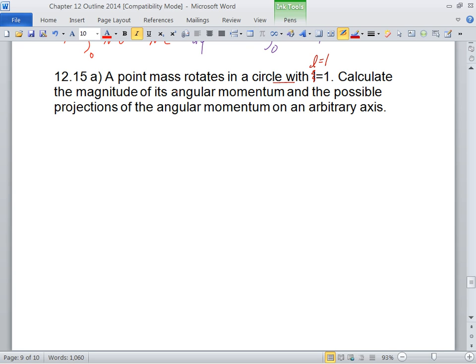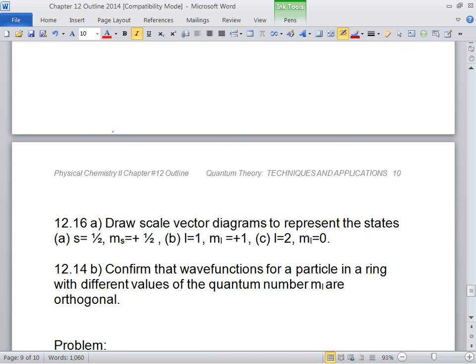It would just be h bar, 0, negative h bar. Yeah, those would be the projections. And then for the other one, for the magnitude, it would be the square root of l times l plus 1 times h bar. Yes, which is going to be square root of 2 h bar. Man, you guys are flying. Keep this up, and we won't have any PChem homework.